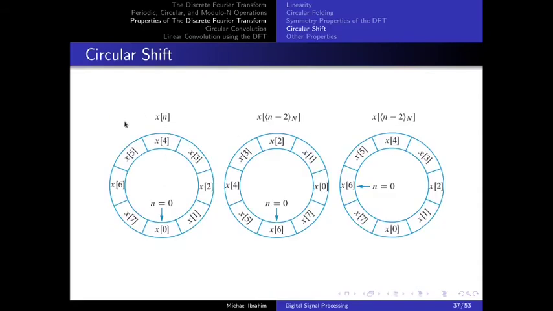So if this is x of n, x0, 1, 2, 3, so x of n minus 2 modulo n is rotating the samples by 2 steps. So x0 will be rotated by 2 steps, it will appear over here. And all samples will be circularly shifted, so x of 6 will appear at n equal to 0. This is circular shifting by 2.